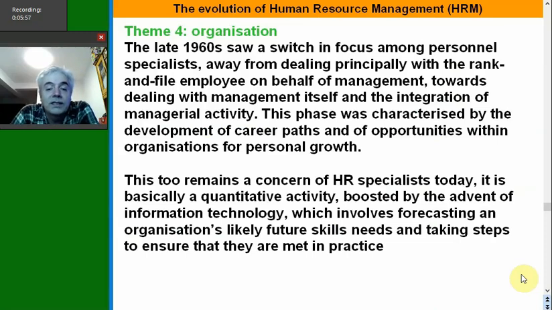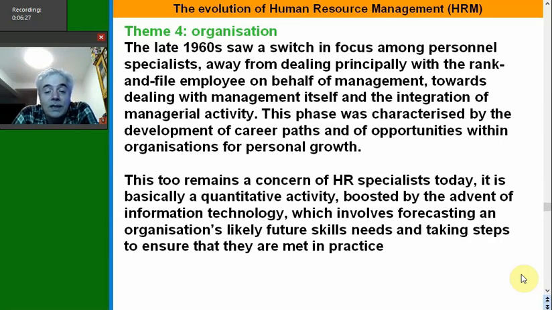The late 1960s saw a switch in focus among personnel specialists, away from dealing principally with the rank and file employee on behalf of management towards dealing with the management itself and the integration of managerial activity. This phase was characterized by the development of career paths and opportunities within organizations for personal growth. This too remains a concern for human resources specialists today.